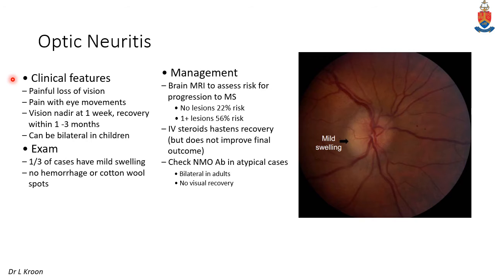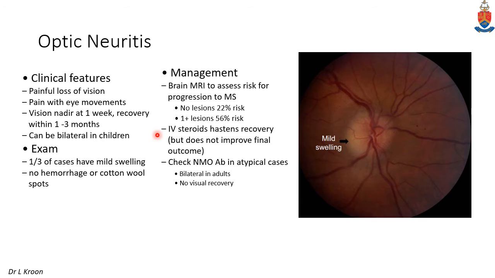One third of cases in adulthood have mild disc swelling, and there are no hemorrhages or cotton wool spots. Here's an example of a fundus in a patient with an optic neuritis and mild disc swelling, also referred to as a papillitis. Patients with optic neuritis should undergo brain MRI to assess for the risk of progression to multiple sclerosis. If there are no white matter lesions, the risk is lower than if there are white matter lesions.